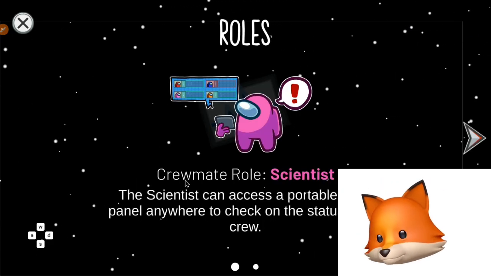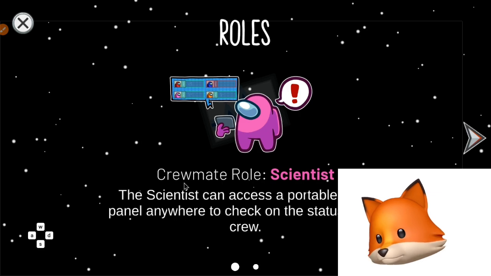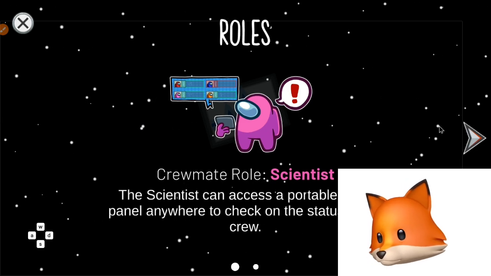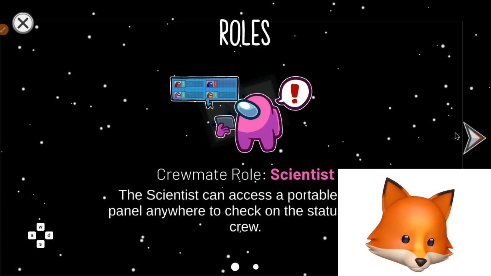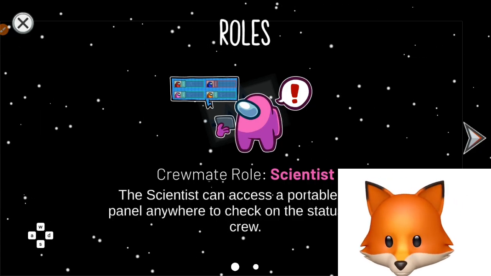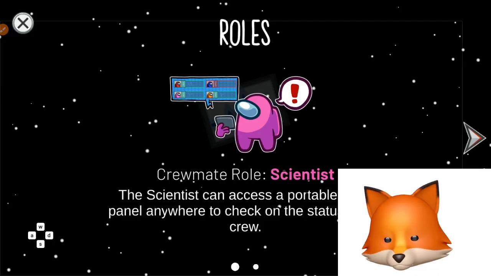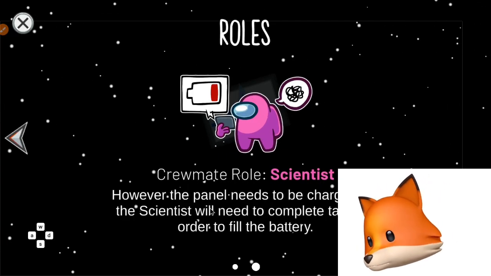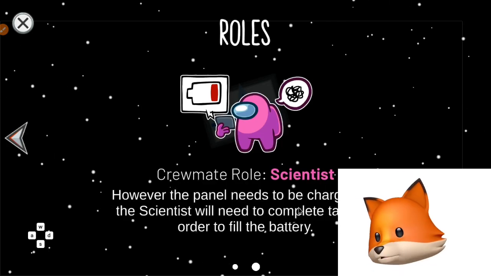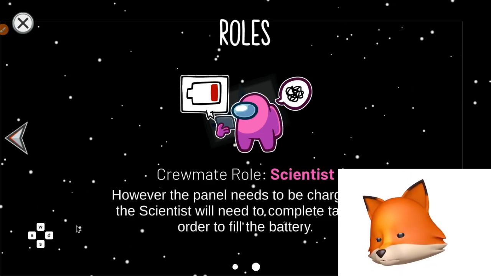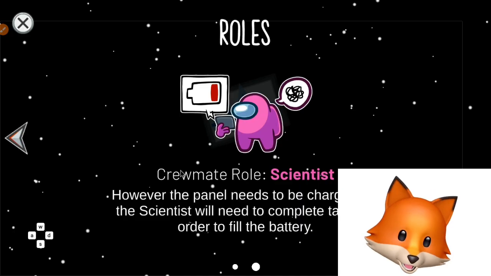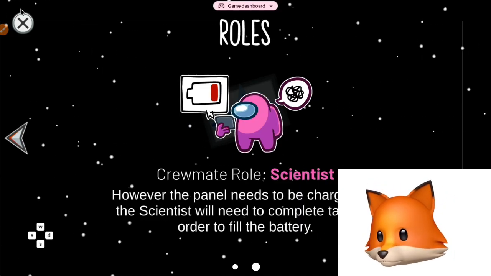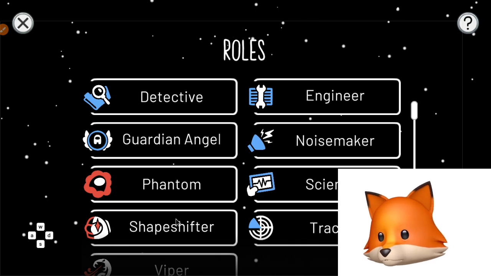Scientist. The scientist can access a portable vitals panel anywhere to check on the status of the crew. So basically, let's say everyone's alive, and 10 seconds later someone's dead. You can call an emergency meeting, saying that someone has died. Excuse me. However, the panel needs to be charged, so the scientist will need to complete tasks in order to fill the battery. Okay, that's how you do it. I was confused sometimes, like how I wouldn't be able to do it, like charge it back up.